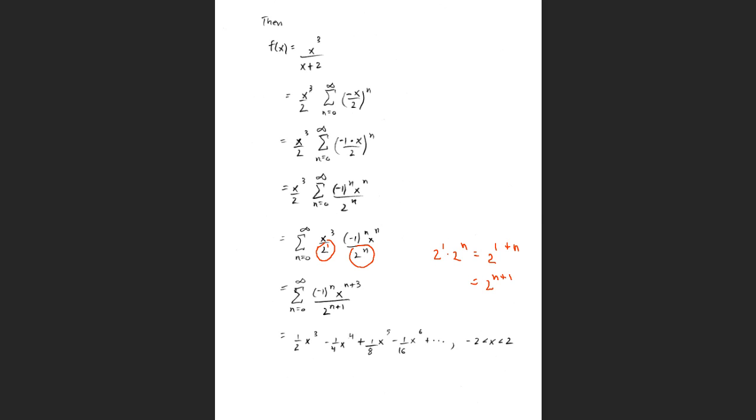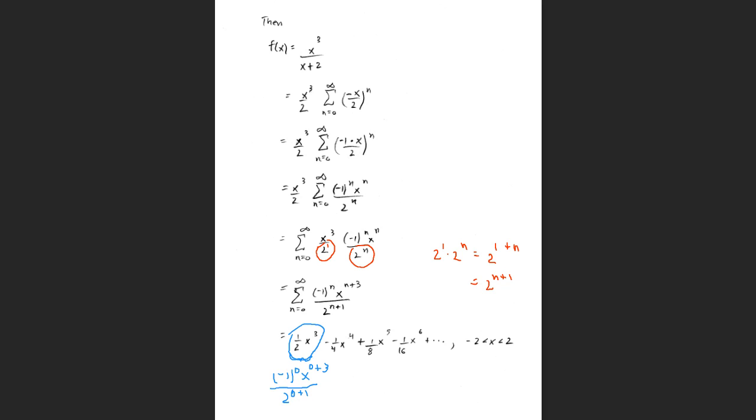And then, of course, here, the first term is a half times x cubed. That's because negative 1 to the 0th power times x to the 0 plus 3 power divided by 2 to the 0 plus 1 power is going to be 1/2 x cubed. Okay, maybe I'll just circle that.